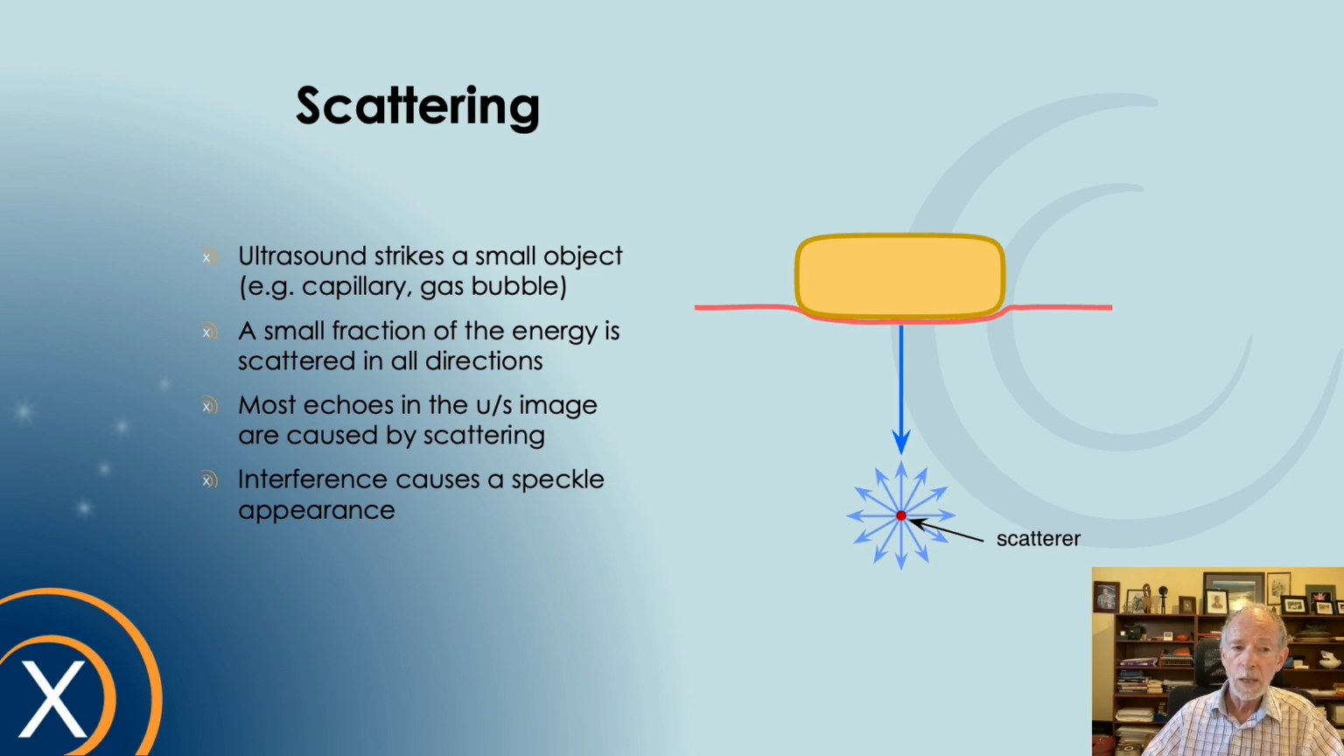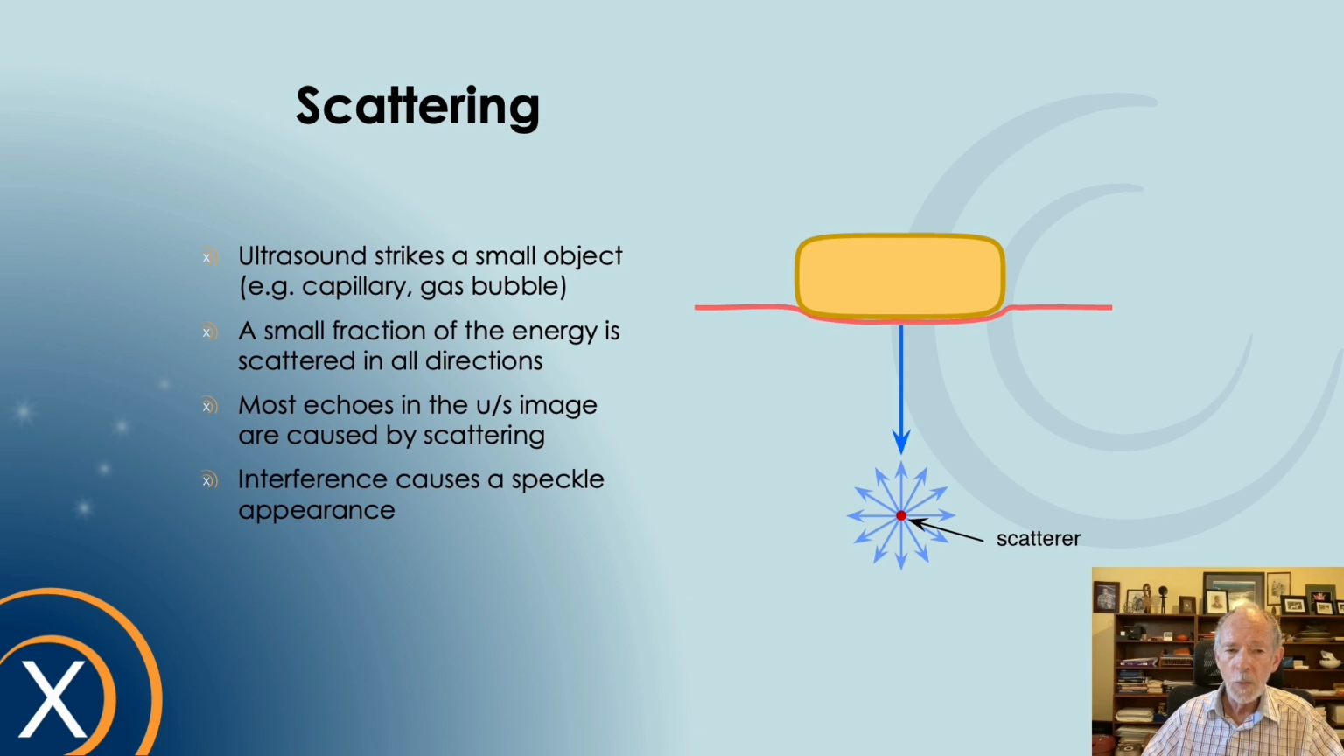And what this means is that a small fraction of the energy that strikes an object, and now if you'd like to look at my diagram, you'll see I've just represented one scatterer as a red dot. When the ultrasound hits that, a very small amount of energy is sprayed in all directions. So it's quite different to reflection. With reflection, the reflected ultrasound goes in one specific direction. With scattering, it goes in all directions.